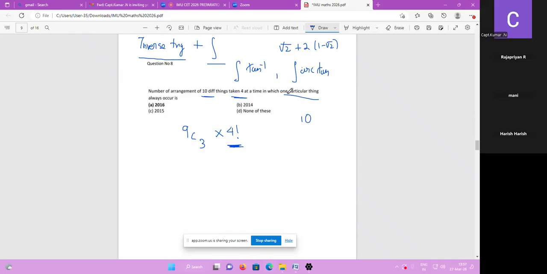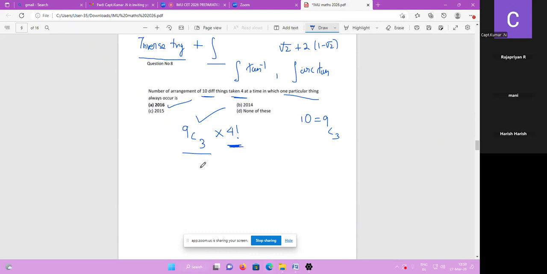Now, one particular thing always occurs. So 1 is always present, and this 10 is reduced to 9. Then I have to worry about only the 3 remaining parts. So solve this and multiply, and you will get 2060.